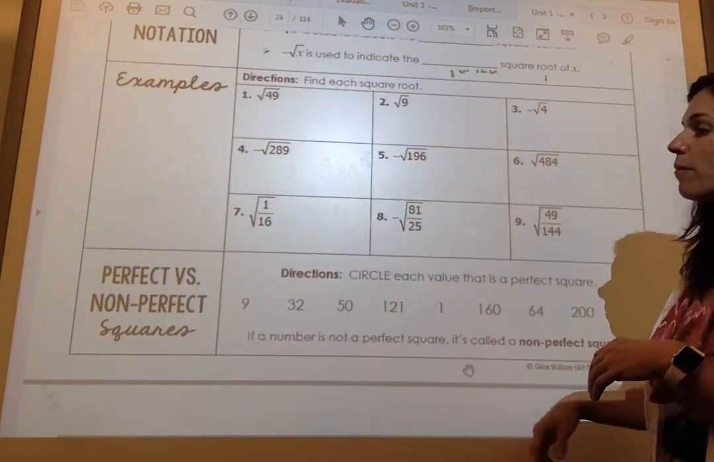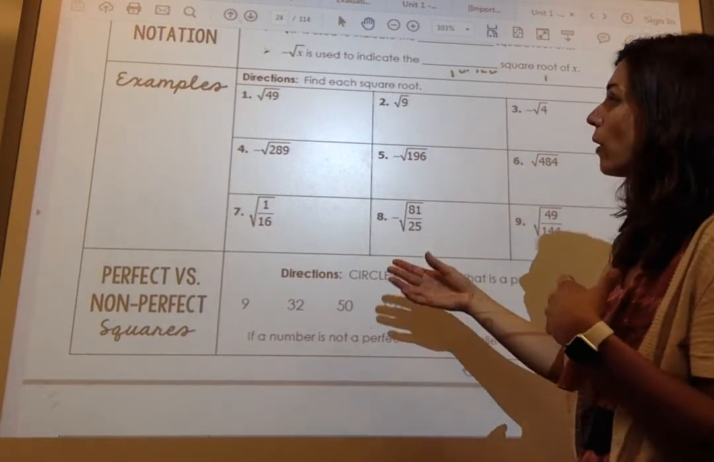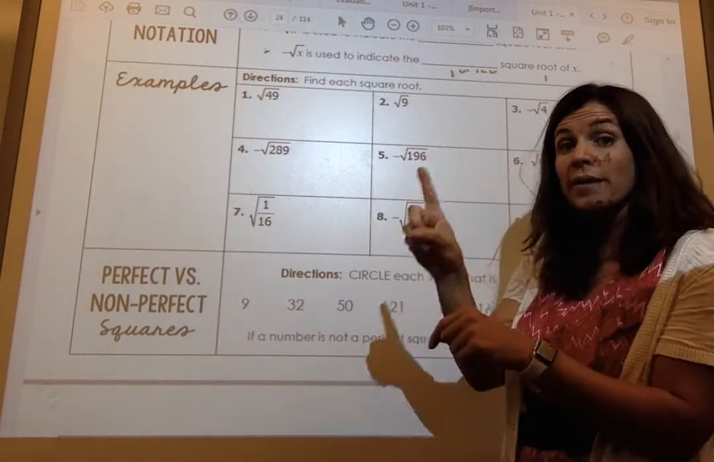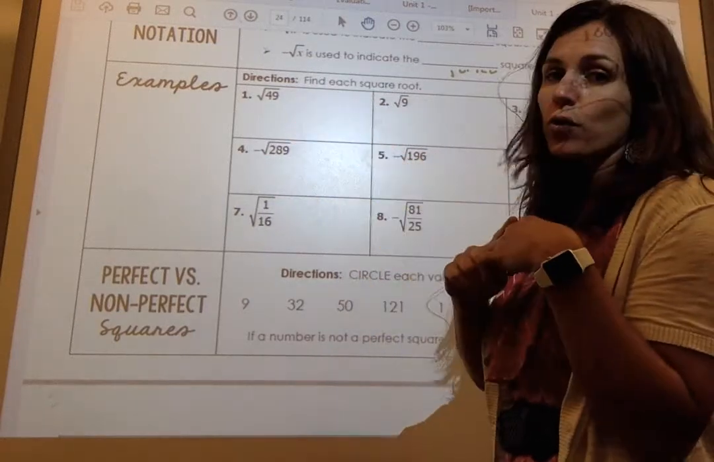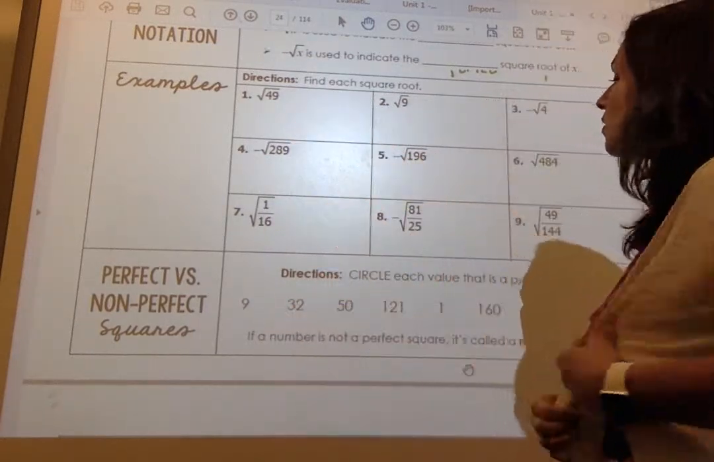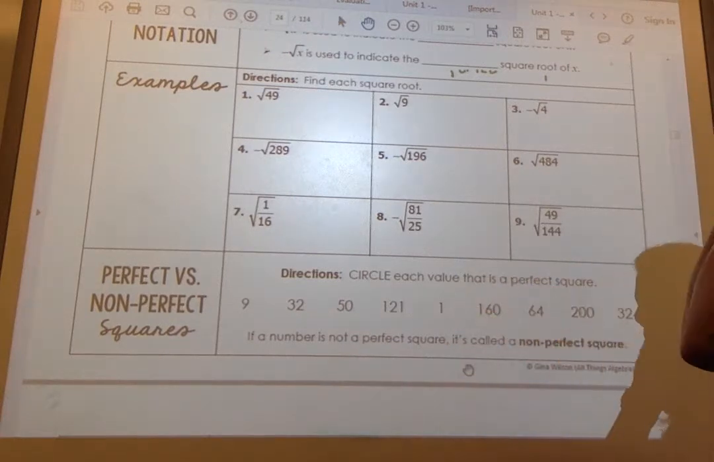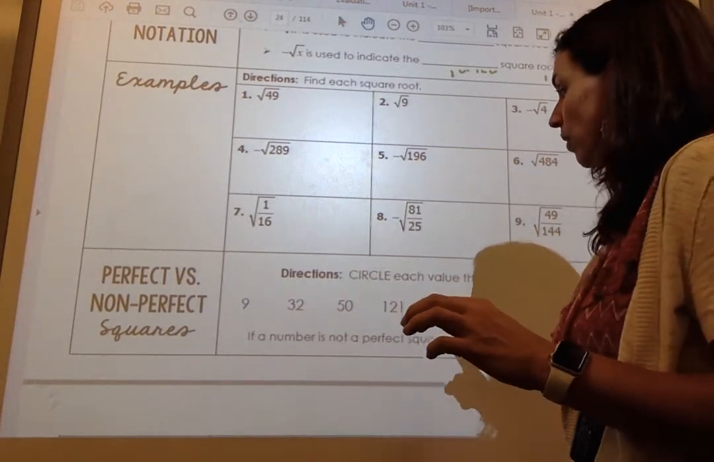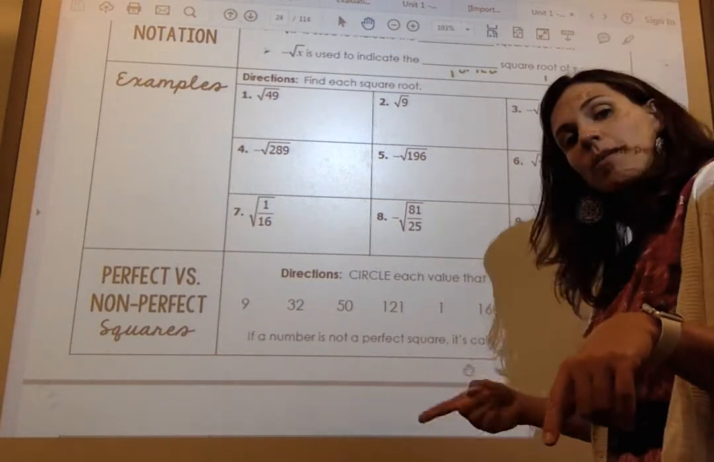All right, so here we have perfect versus non-perfect squares. We already know what a perfect square looks like. It's these above because there's one number that will produce a 49, 7 times 7. So let's quickly circle these. I want you to pause the video, go through, circle the ones you think, and then I'll come back and give you the answers.